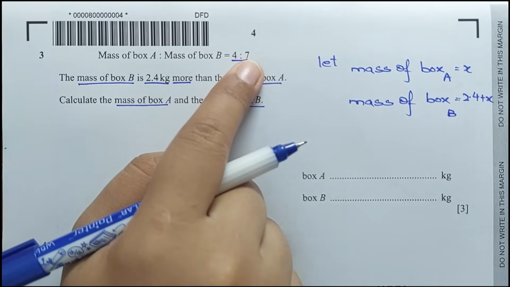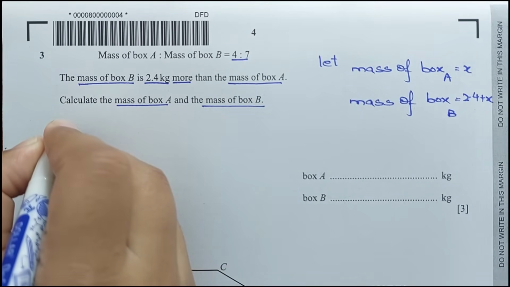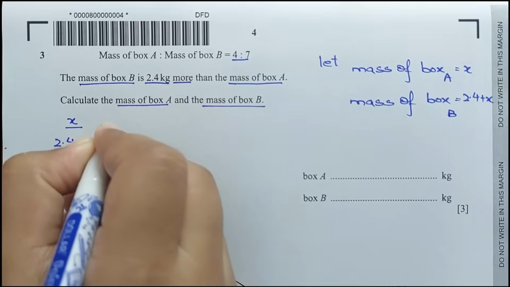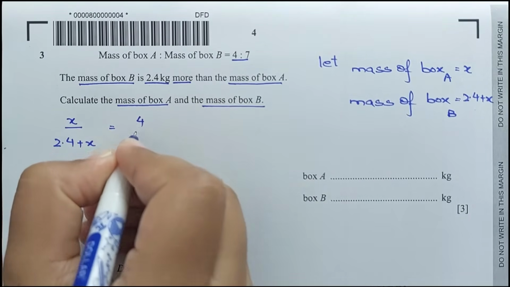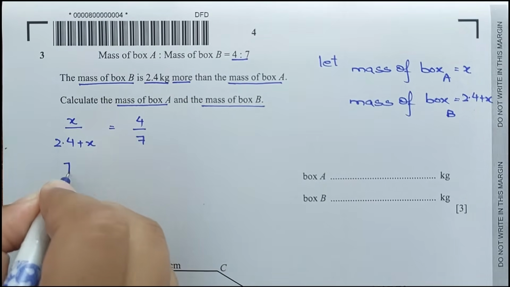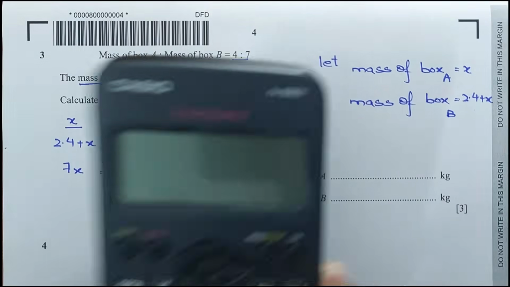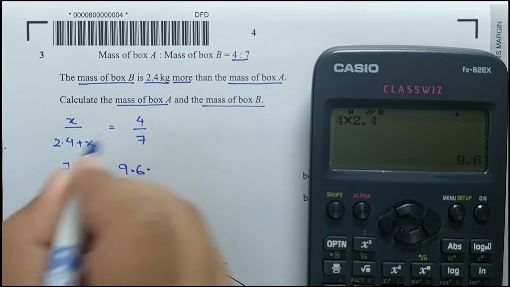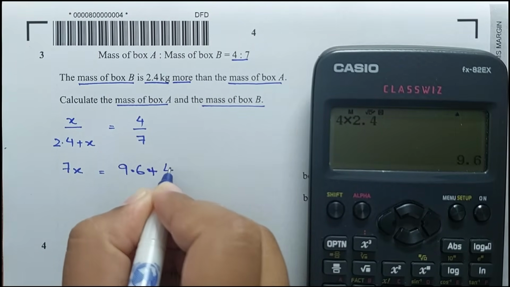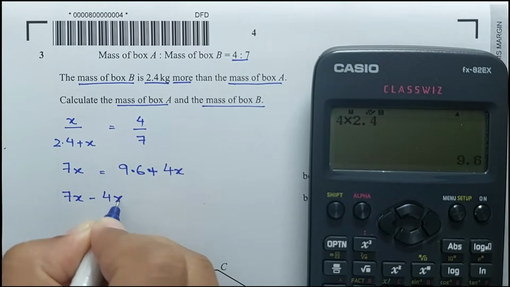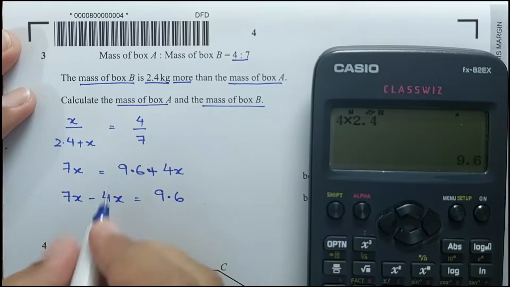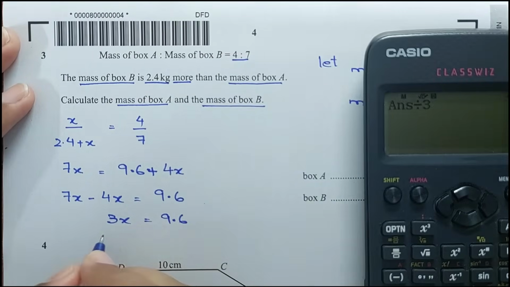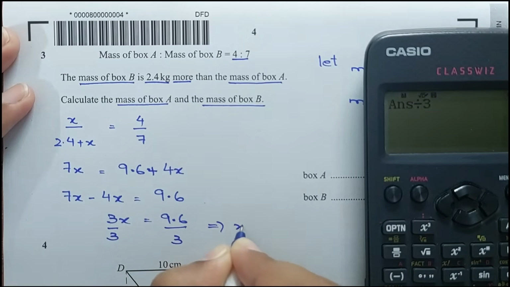Now A is 4 and B is 7, right? So we can make a proportion: the mass of box A, X, over the mass of box B, 2.4 plus X, equals 4 over 7. Cross multiplying, 7 times X is 7X, equals 4 times 2.4, which is 9.6, plus 4 times X, which is 4X. Now 7X take away 4X is 3X, equals 9.6. Dividing both sides by 3, X is 3.2.